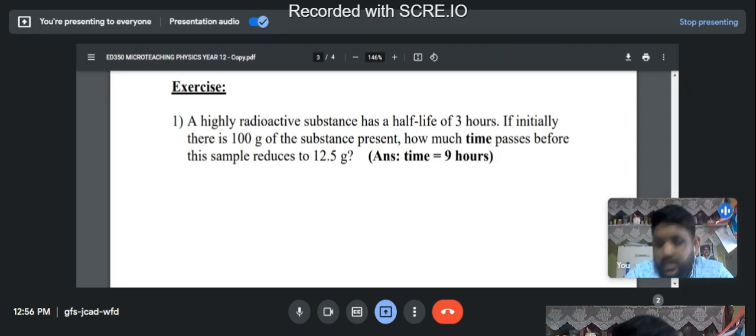A highly radioactive substance has a half-life of 3 hours. If initially there is 100 grams, how much time passes before the sample is reduced to 12.5 grams? So you'll be making a flow chart: 100 grams, half of 100 is 50, half of 50 is 25, and so forth. And then you'll see your half-life is 3 hours. You'll count how many half-lives there are and then multiply by 3. Your answer will be in hours, and you can verify your answer with this.